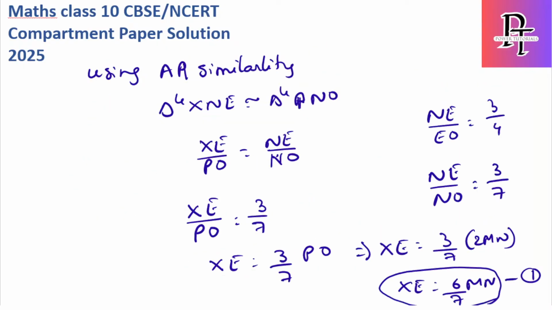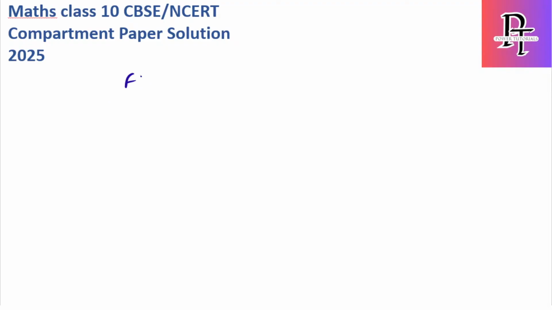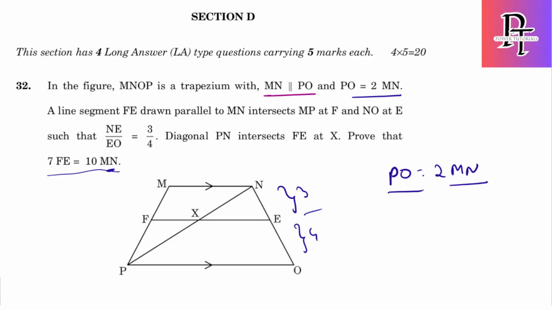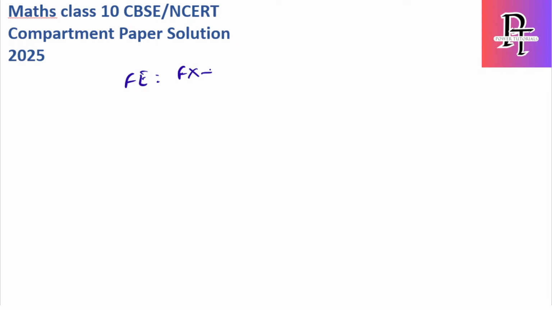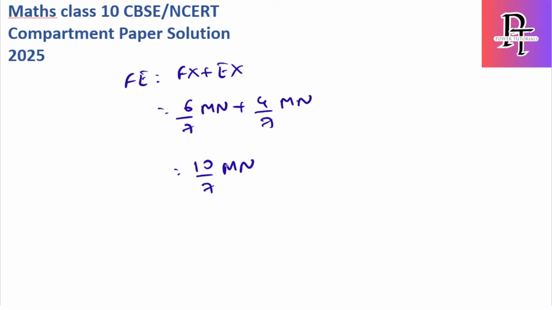Okay, now let's add both. We'll get the FE value. FE is equal to FX plus XE. So this becomes 6 by 7 MN plus 4 by 7 MN, which becomes 10 by 7 MN. FE is equal to 10 by 7 MN. So just move 7 to the other side, becomes 7 FE is equal to 10 MN.